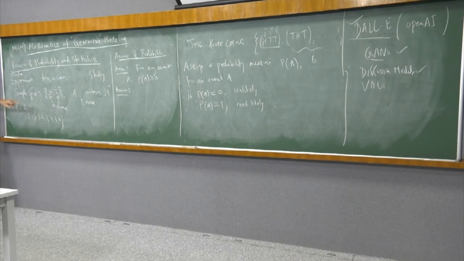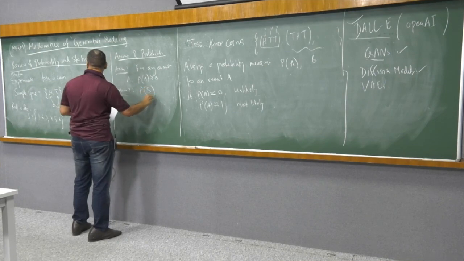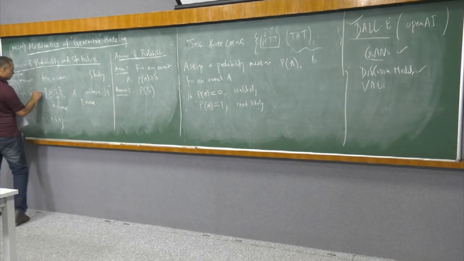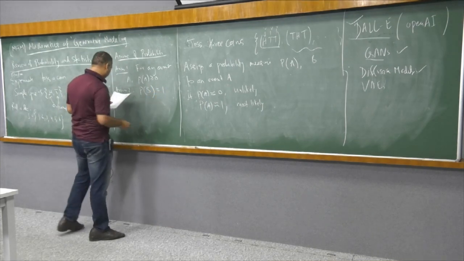So essentially what it's saying is that nothing is left out in your sample space. So you have all possibilities, all possible outcomes in hand. So probability of sample space must be 1. Let us say we use S for sample space, then probability of sample space is 1.